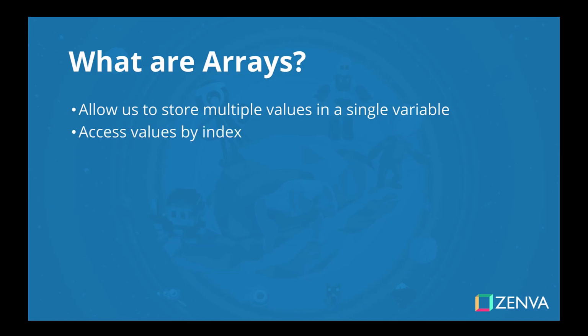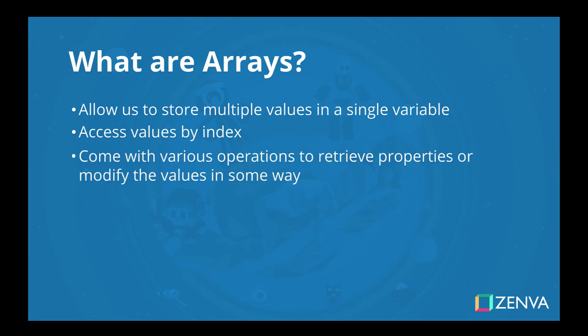If we want to access the individual values within an array rather than the whole array, we can access items based on their index. Now, indexing in JavaScript, as in most languages, is zero-based, which means the very first index is index 0, not index 1. Now, arrays also come with various operations that will help us to either retrieve properties of the array, such as the length, or modify the values in some way, such as adding or removing items from an array.